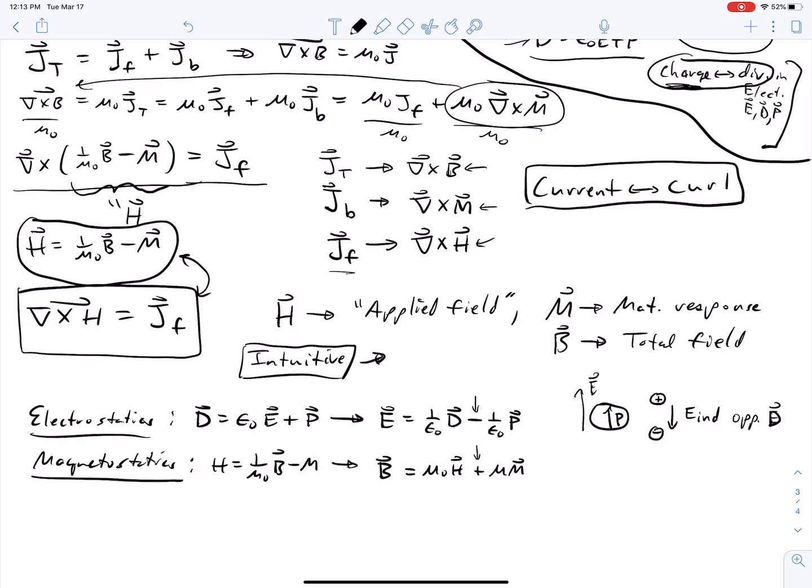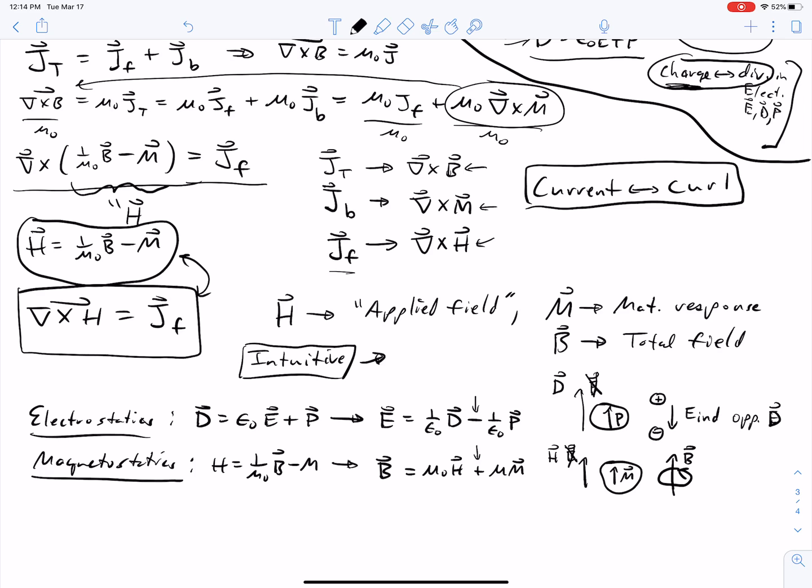Because the applied field is like the D field, whereas for the magnetic case, I have a B field and a magnetic material, and it magnetizes. The magnetization is in the same direction as the B field, but now the magnetization is made of little loops, and the little loops create a B field that is parallel to the applied B field. So the way to think about it is that the applied field here is the D field, and here the applied field is the H field.